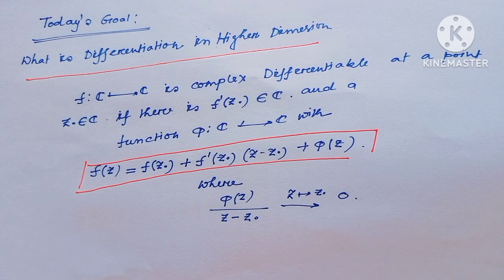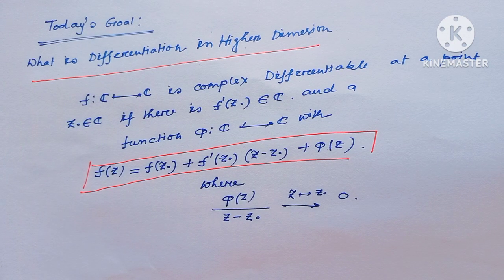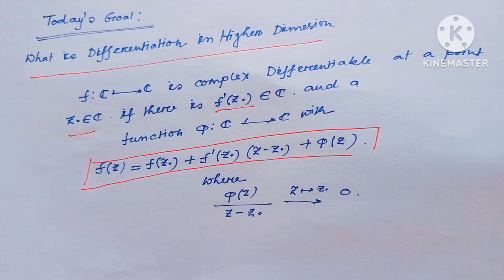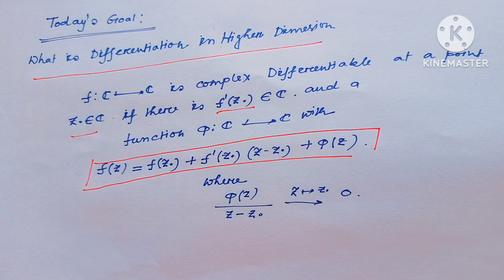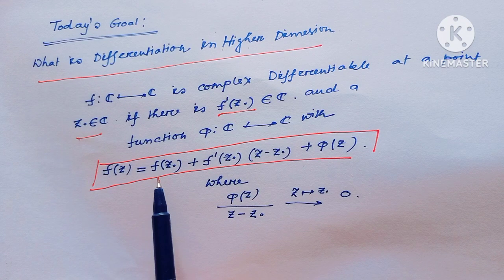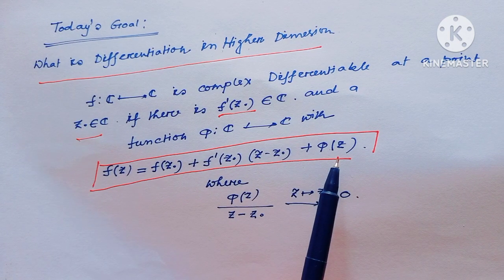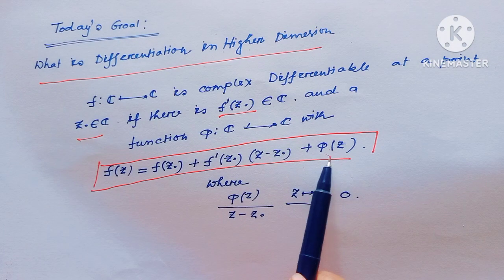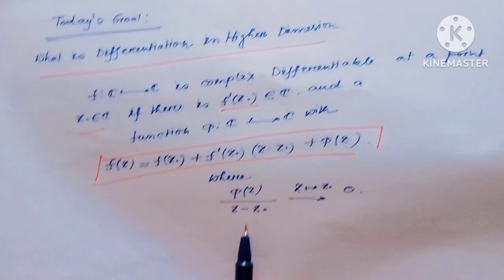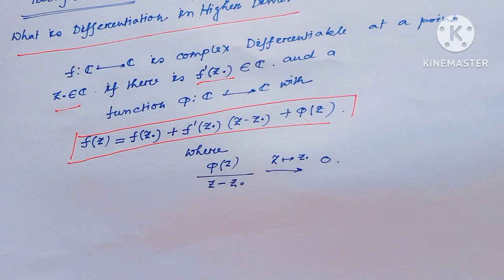In my complex analysis lecture, I have seen that when f is defined from complex to complex, it is complex differentiable at a point z0 belonging to C if there exists an f prime of z0 in the complex numbers and there exists a function phi defined from complex numbers to complex numbers with the condition f(z) equals f(z0) plus f prime(z0) times (z minus z0) plus phi(z), where this phi(z) is the error of the linear approximation, such that phi(z) over (z minus z0) goes to 0 as z tends to z0. This is the complex differentiation.